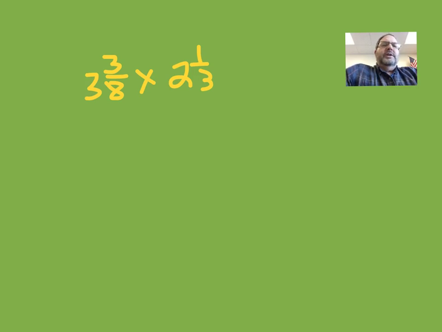Well, here's how I do this. I take 3 times 8 to get 24. 24 plus 3 more is 27. So my first number becomes 27/8. The bottom number does not change. Do the same process with the second fraction. 2 times 3 is 6. 6 plus 1 more is 7. 7 becomes your new top number. 3 remains your bottom number.